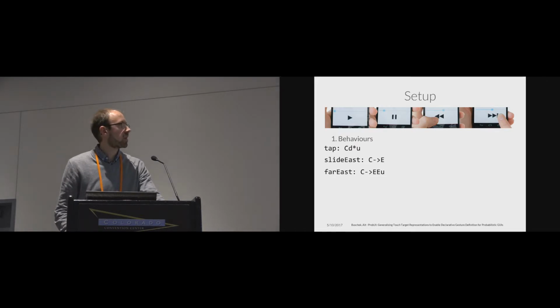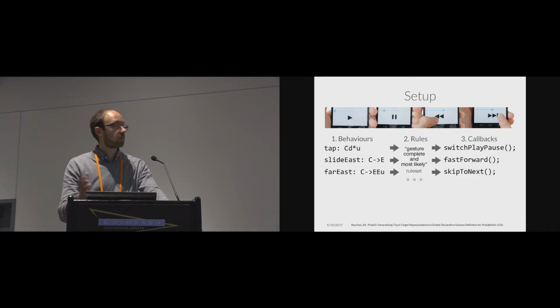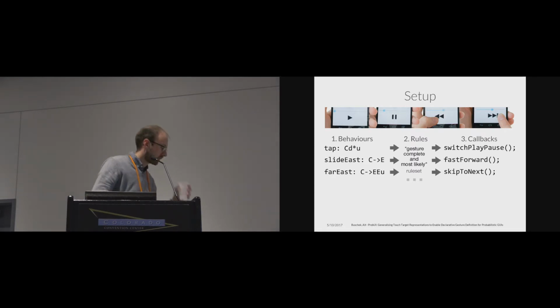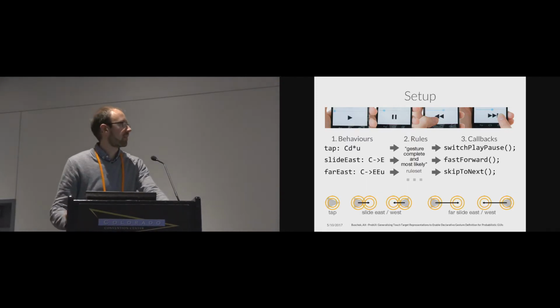We can set this up by describing these behaviors with the tokens as introduced on the previous slides. Then we would also set up some rules that might say something like, okay, the slide to the right has just been completed and is the most likely behavior that the user performed, and then that might trigger fast forward, for example. Okay, and then in the background, the system derives these simple models.